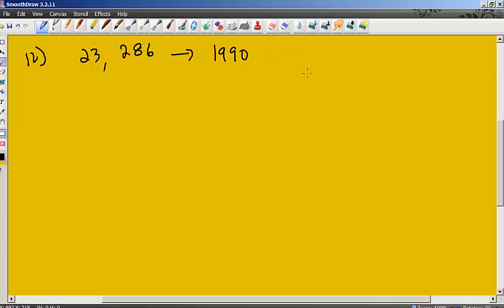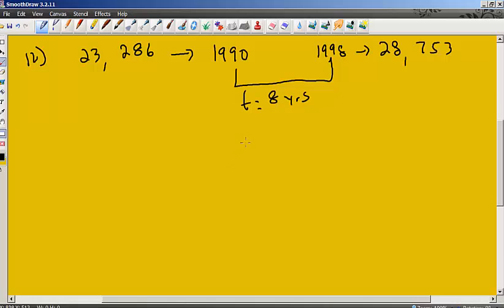Okay? And by 1998, okay, then it has 28,753. So anything living thing that is growing and dying, we're going to use exponential growth. Okay? So, this is 8 years. So that my time is equal to 8 years. And this is my C. And this is my Y.